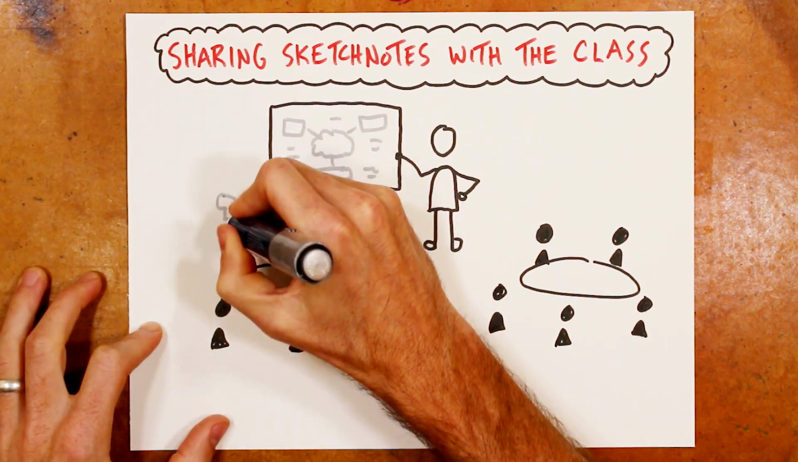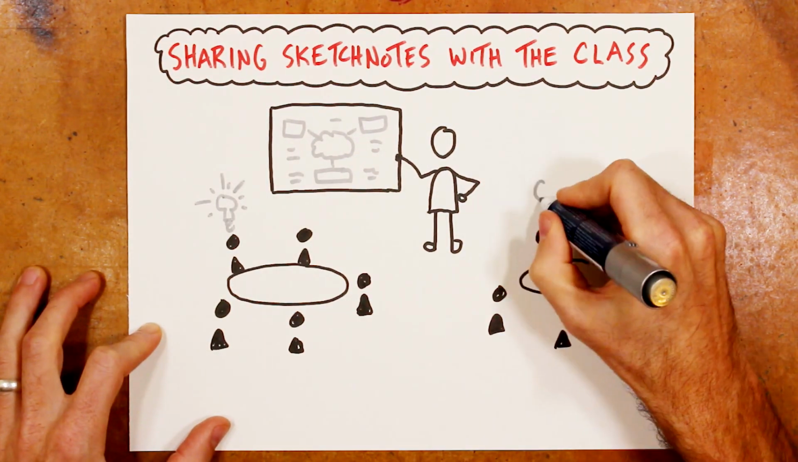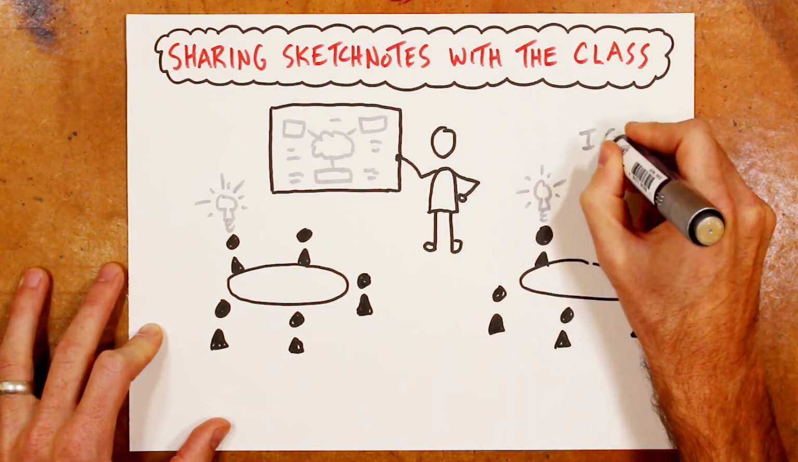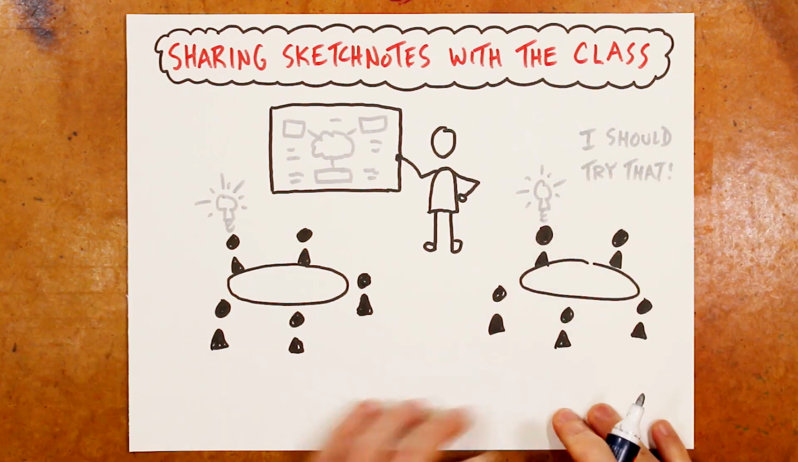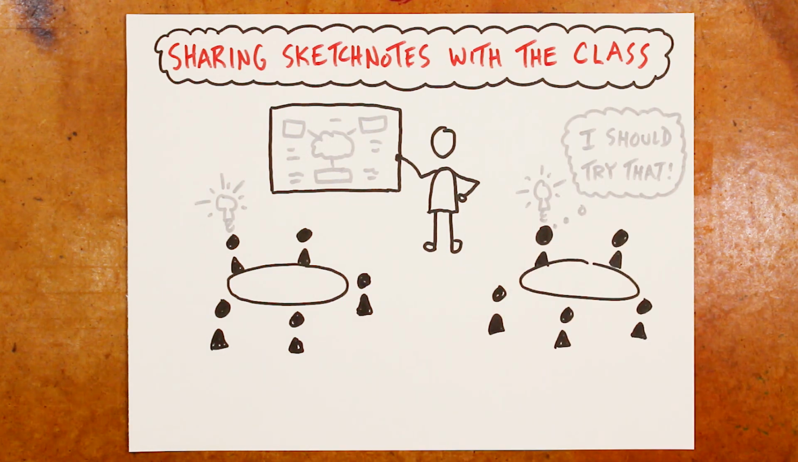And more likely than not, some light bulbs will go off for some of those students because they'll see some things in those notes that they might like to try. And here you'd be tapping into that power of students learning from each other and not just learning from the instructor. So with those as some general ideas about how you might approach grading student sketch notes, let's look at some specific real examples.